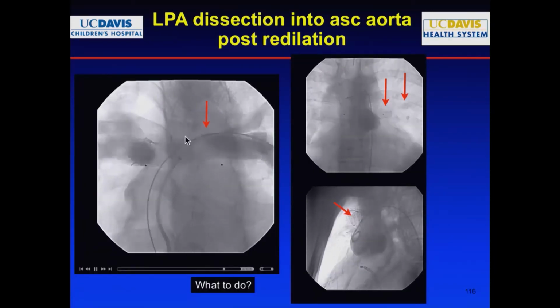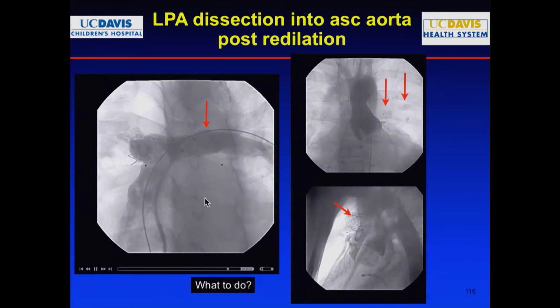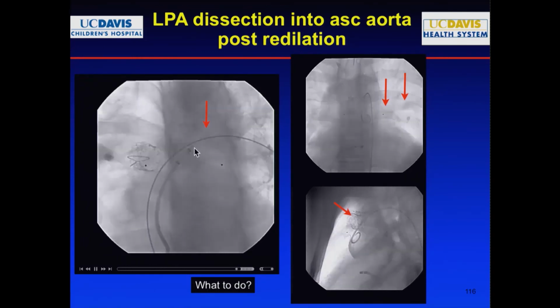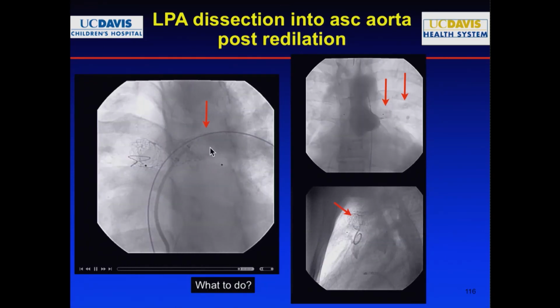Here's another example. This kid had a LeCompte maneuver, had stents put in, and after we further dilated, we took a picture. What's wrong with this picture, guys? See anything wrong?